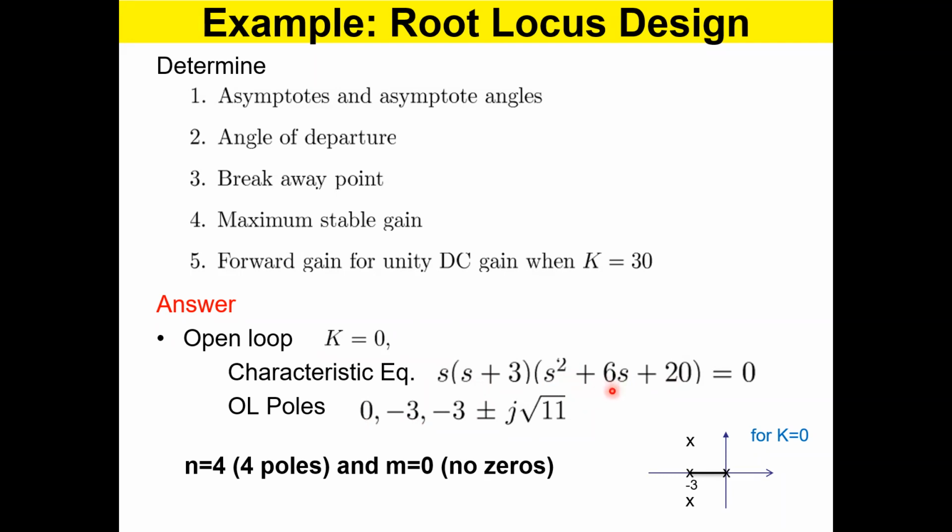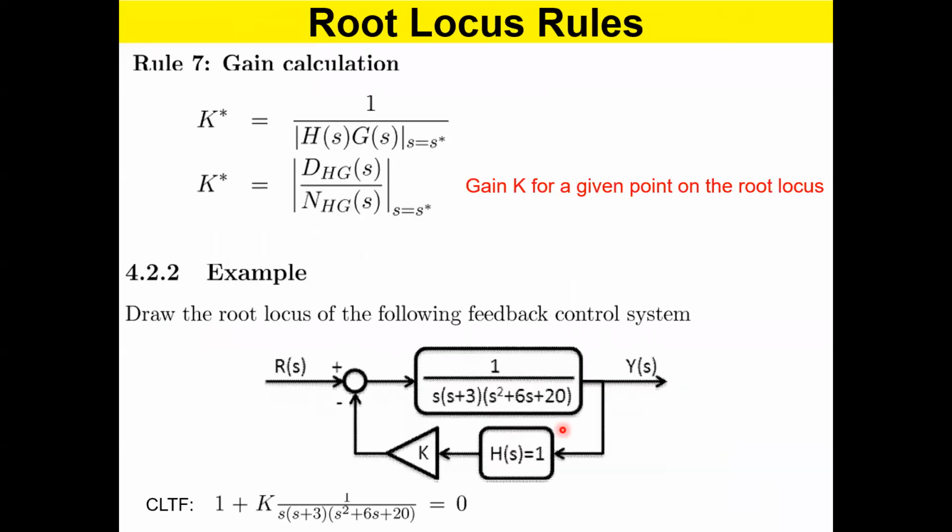minus 6 over 2, that is minus 3, plus or minus square root 6 square minus 2 times 20, right? That is divided by 2, right? So eventually, when you work it out, you will see it's root 11. Check that out, right? So these are the open loop poles of the plant.